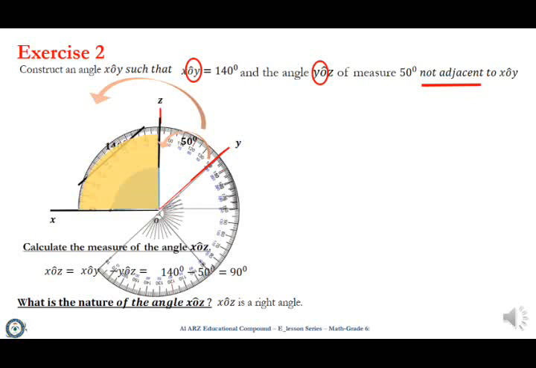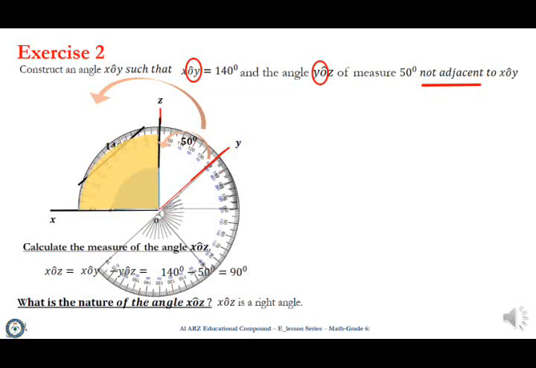Take your protractor, measure 140 degrees and mark a point at 140 degrees. The angle is obtuse. Remember, it is more than 90 degrees. Join this point with the vertex. You get the other side OY. Write the measure 140 degrees.